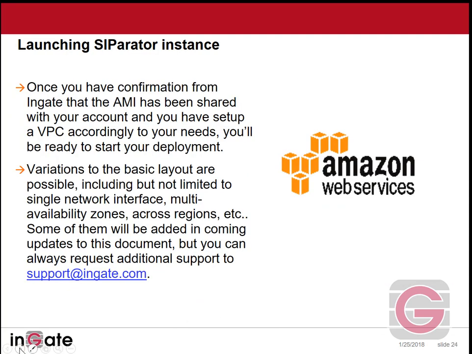Once you have a confirmation from Ingate, you're going to get a response to the email that you sent requesting the AMI share. Once you get the AMI share response, you're going to be able to go to your launch console, find the AMI, and do the provisioning.